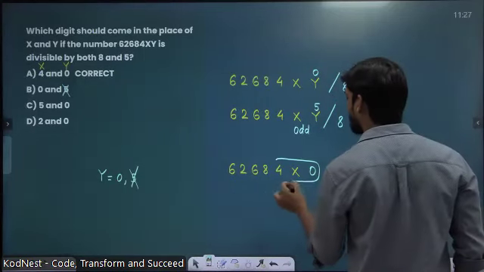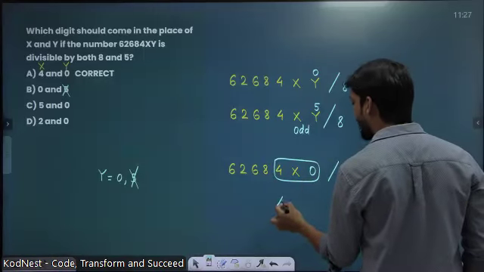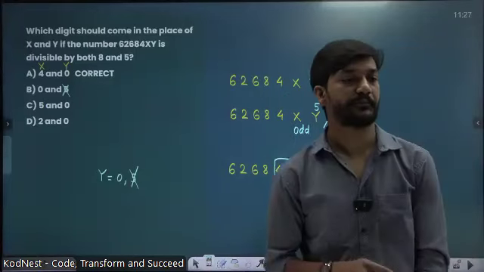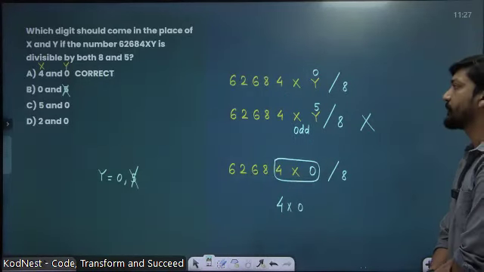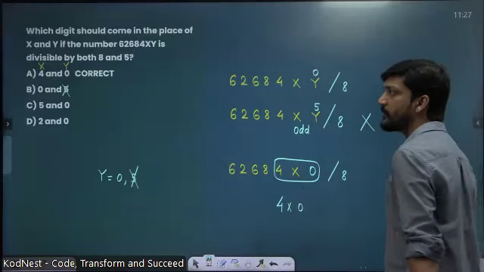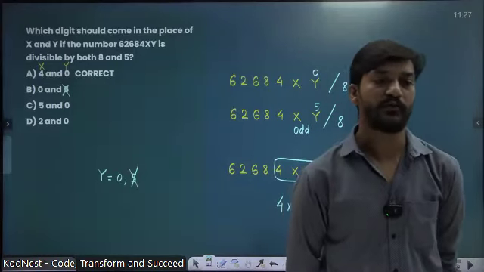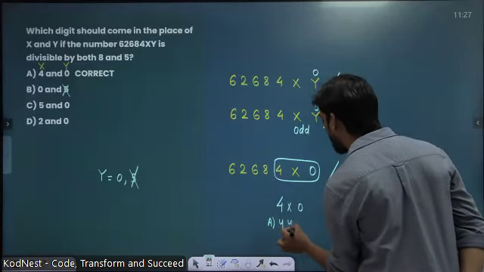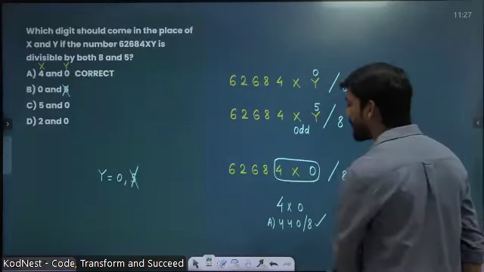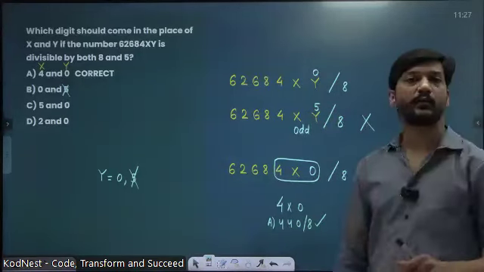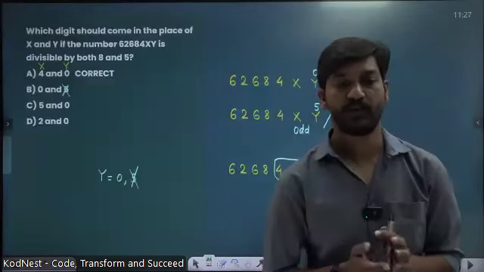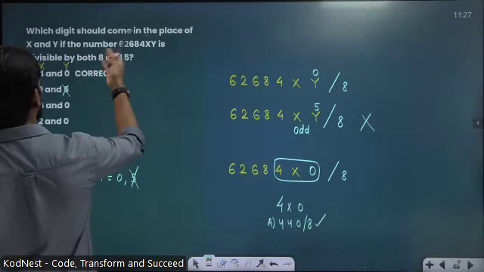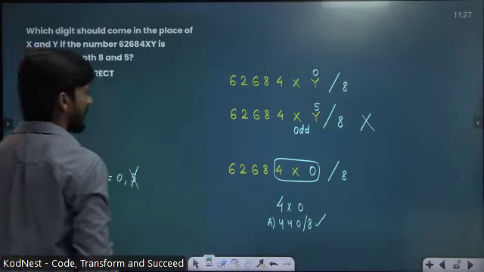I want only the last three places, 4x0, to be divisible by 8. Solve it by the options. If I take 440, is it divisible by 8? Yes. If I take option A, I will get 440. So yes, divisible by 8. Do I need to check other options? Not required, because they are not saying largest, smallest or something like this. So option A is correct.